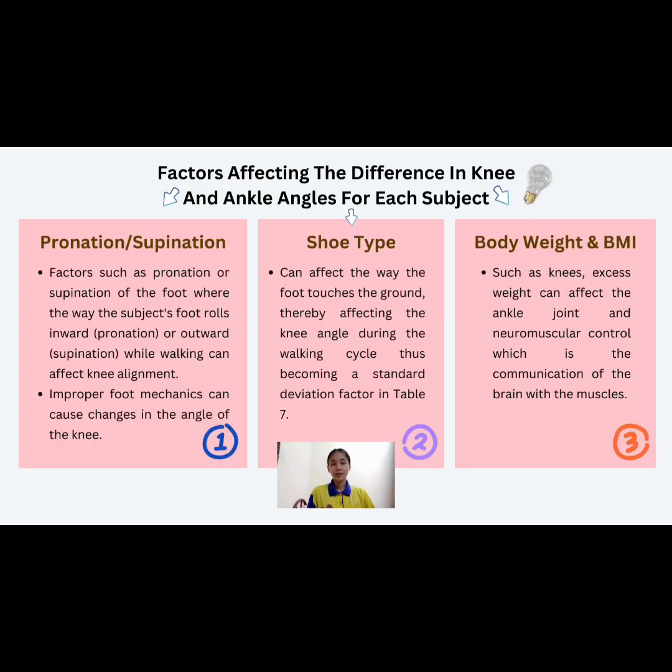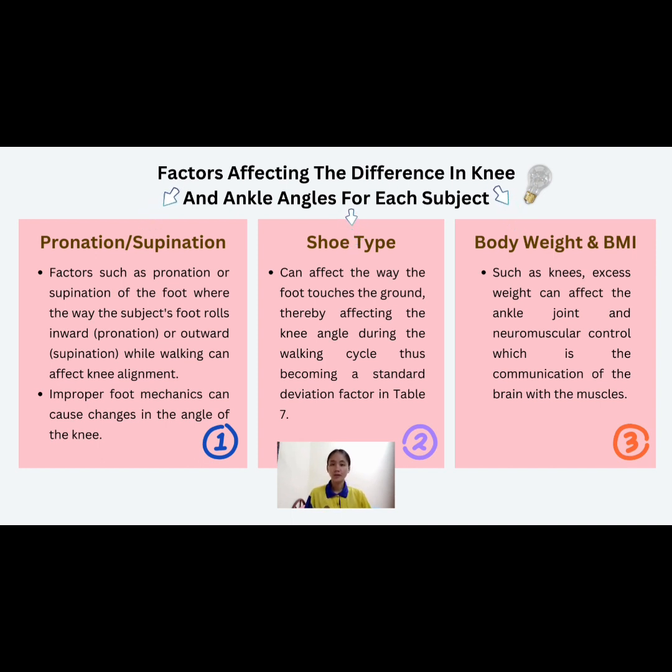There are three factors affecting the difference in knee and ankle angle for the six subjects. The first is pronation or supination, the second is shoe type, and the last one is body weight or BMI. For the first factor, pronation or supination of the foot, the way the subject's foot rolls while walking can affect knee alignment.